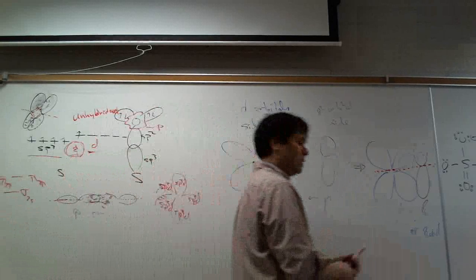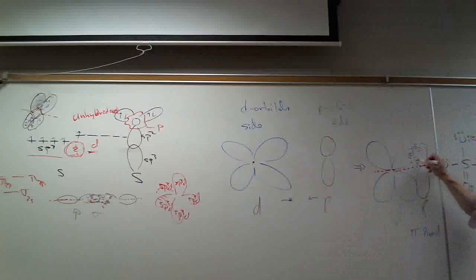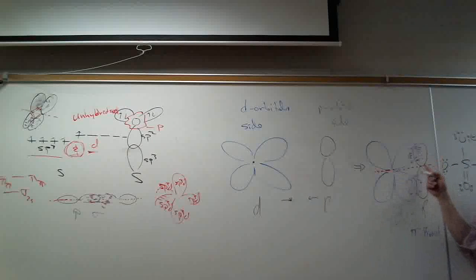So that's what I did here. I just looked. The overlap is here, and the overlap is here. Is the overlap within the internuclear axis or outside the internuclear axis? Outside. So it's got to be a pi bond, a DP pi bond.